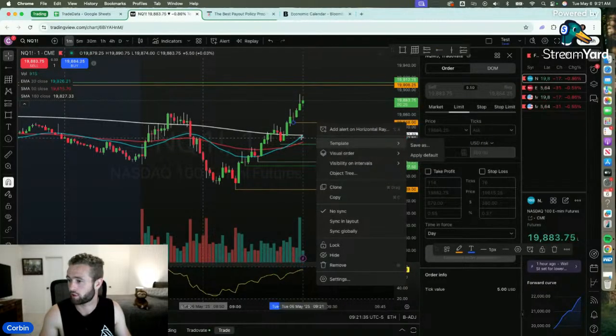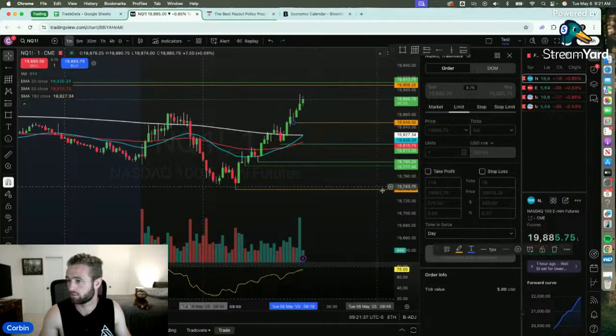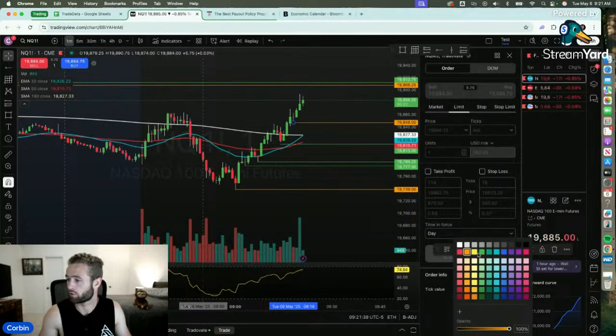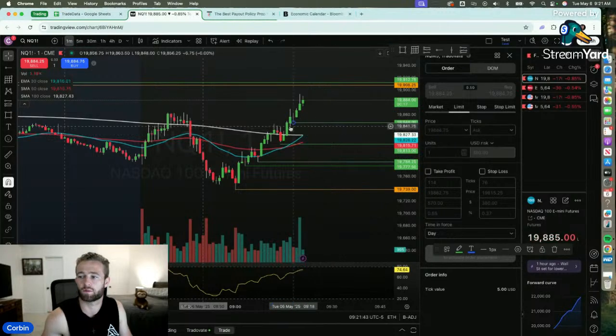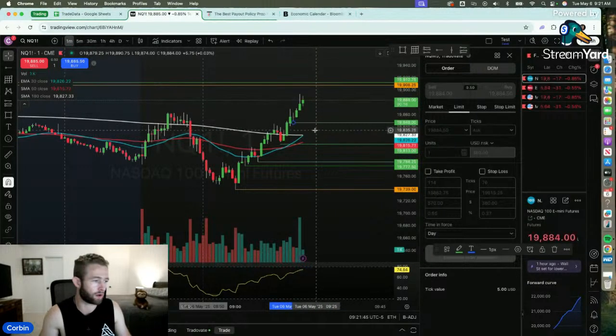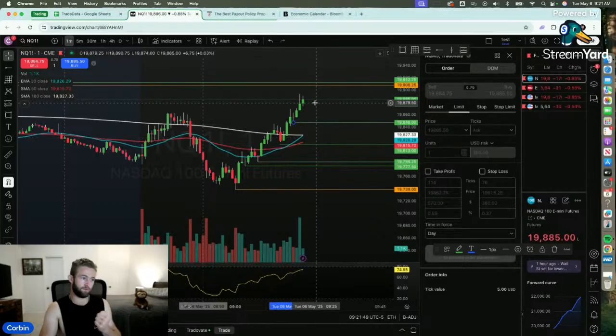Change that to green. The reason that I'm marking these lows as we go up is because I know if we break below and hold below that on a red candle, then it's a break of structure. Until then, we're still ripping up.